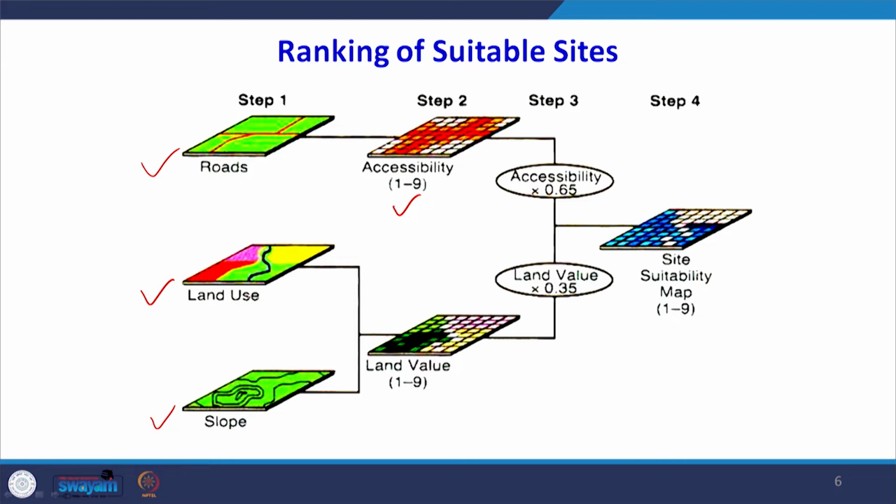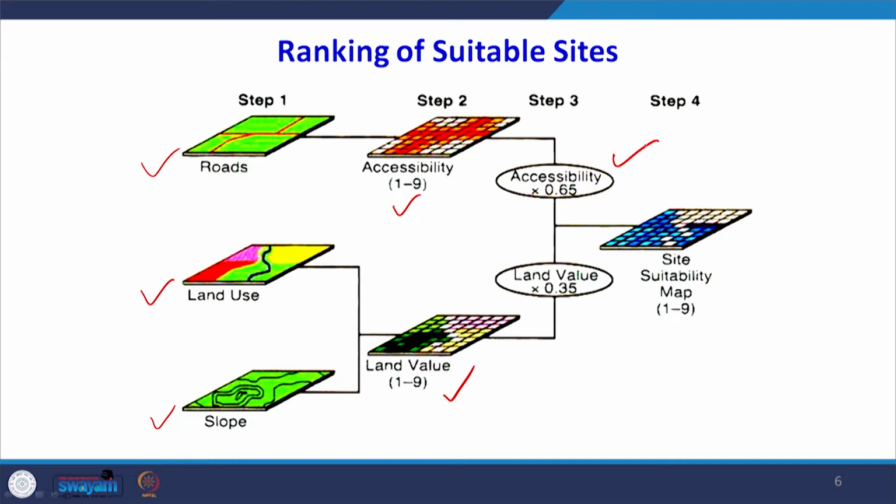Then, from the land use and the slope, let us say we create a land value map. Flatter areas will have higher land values and hilly areas will have lesser land values in terms of the cost of the land. So, we use some kinds of weights here. This is the ranking and these are the weights.